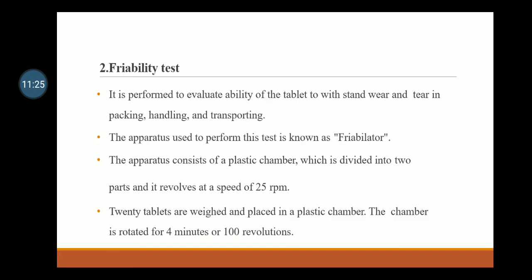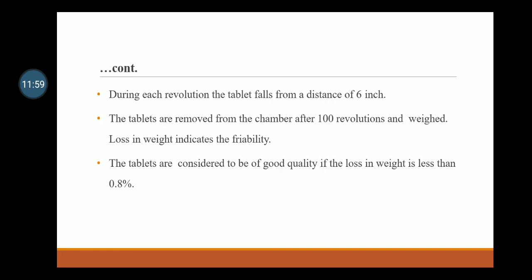Second, friability test. It is performed to evaluate the ability of the tablet to withstand wear and tear in packing, handling and transporting. The apparatus used to perform this test is known as the friabilator. The apparatus consists of a plastic chamber which is divided into two parts and it revolves at a speed of 25 rpm. 20 tablets are weighed and placed in the plastic chamber. The chamber is rotated for 4 minutes or 100 revolutions. During each revolution, the tablet falls from a distance of 6 inches.